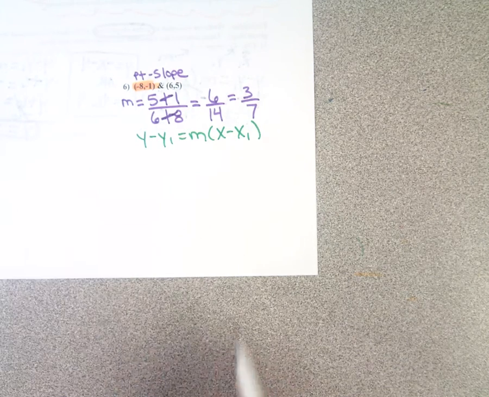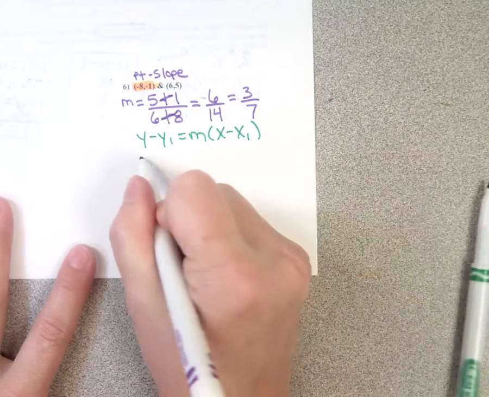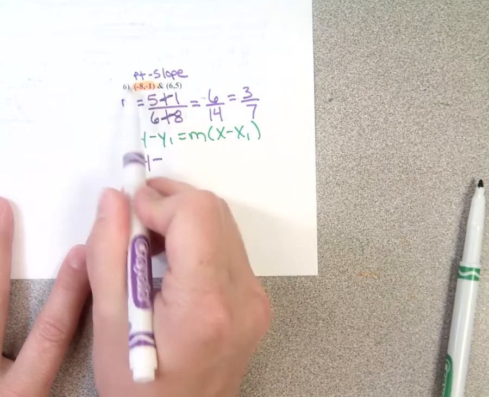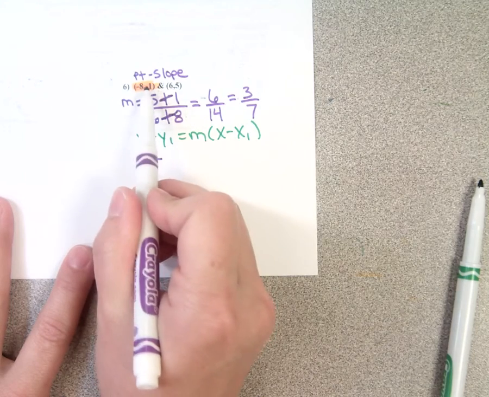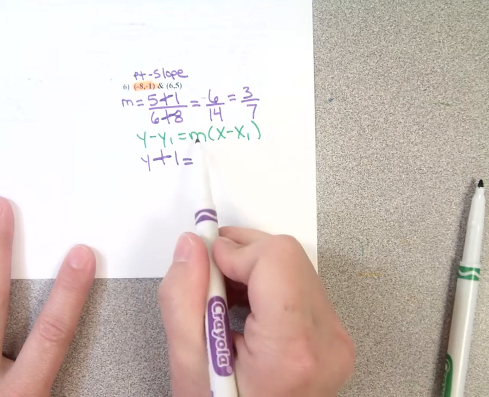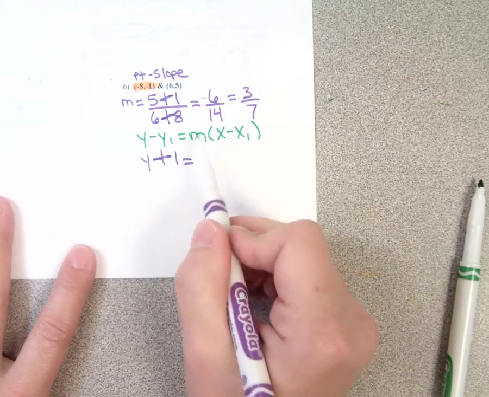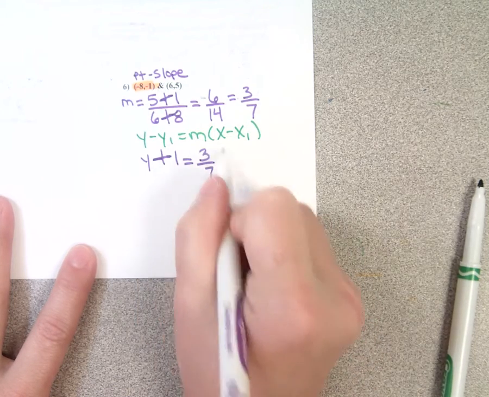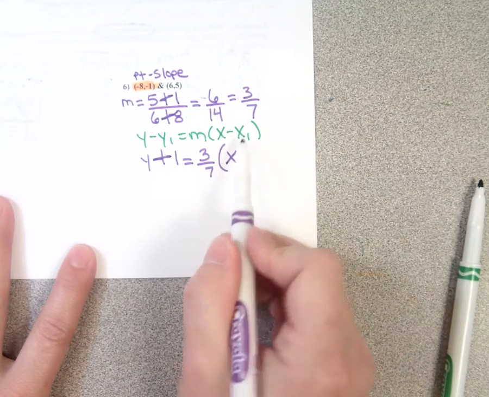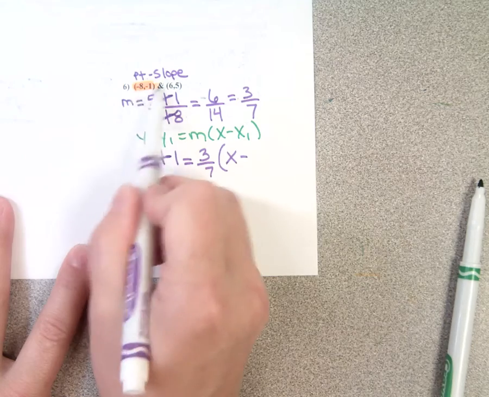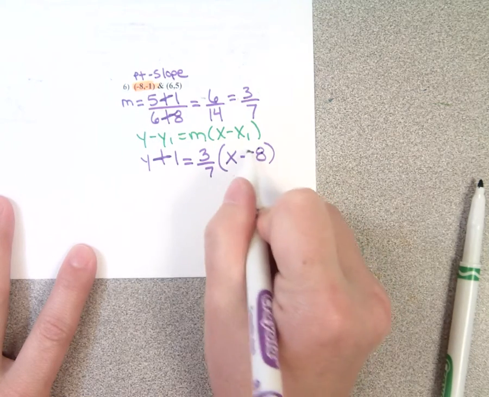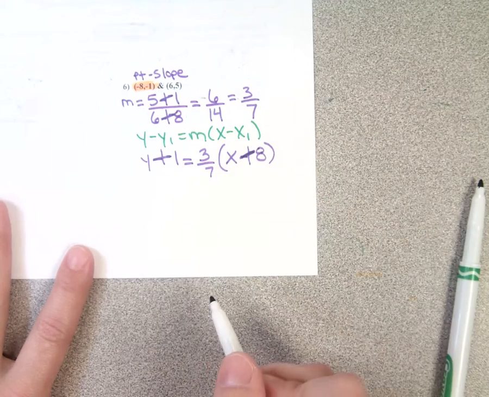And I'm going to start plugging everything in. So I go y minus the y-coordinate, which is the y-coordinate of my point, -1. So that's going to turn into a plus, equals slope, and we found the slope to be 3/7. In parentheses, it always goes x minus, okay, the x-coordinate. Which one's the x-coordinate? -8, and that minus the negative turns into a plus.